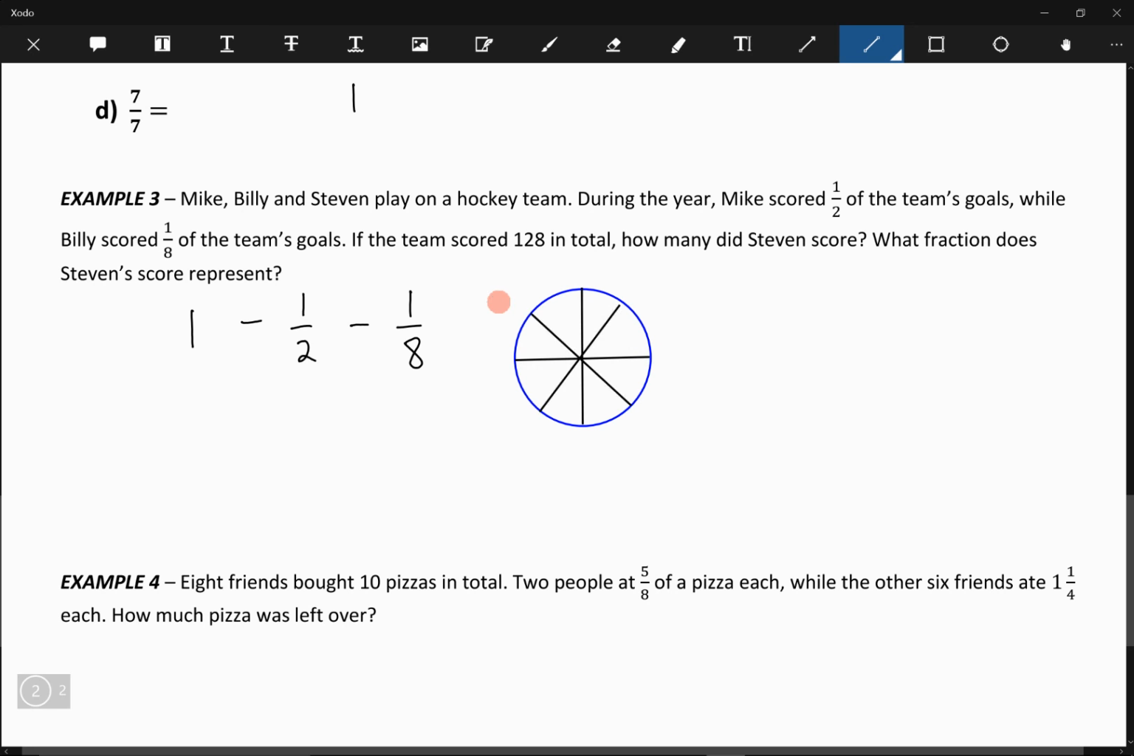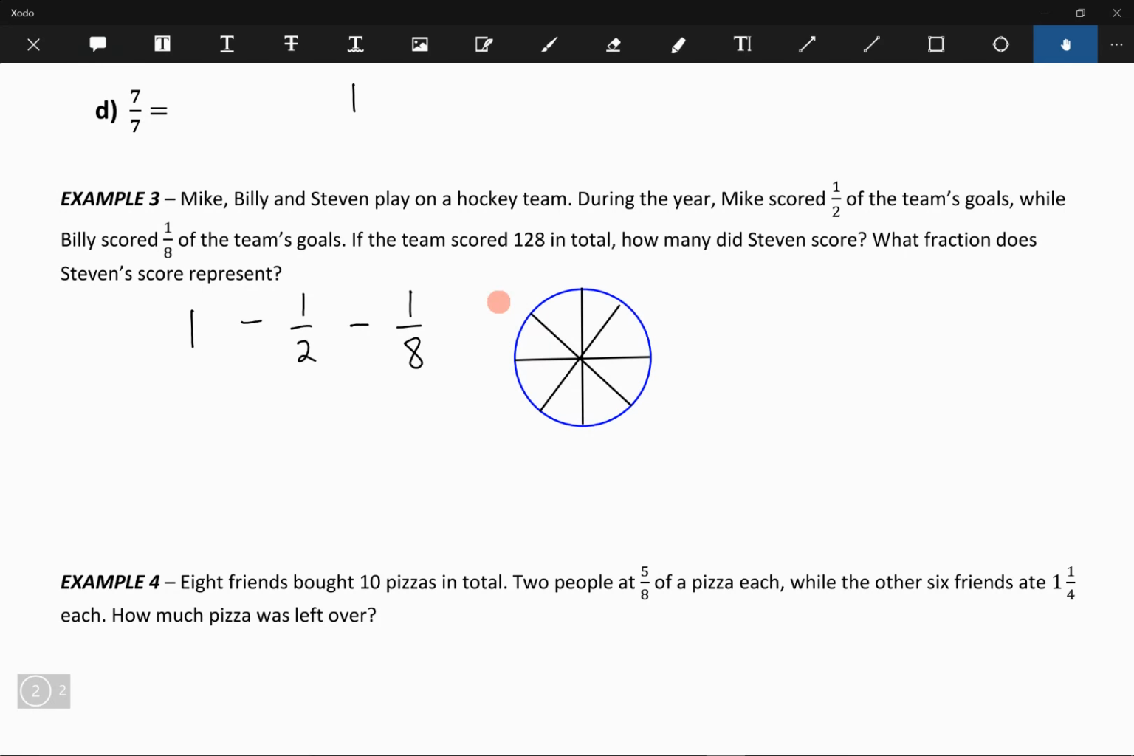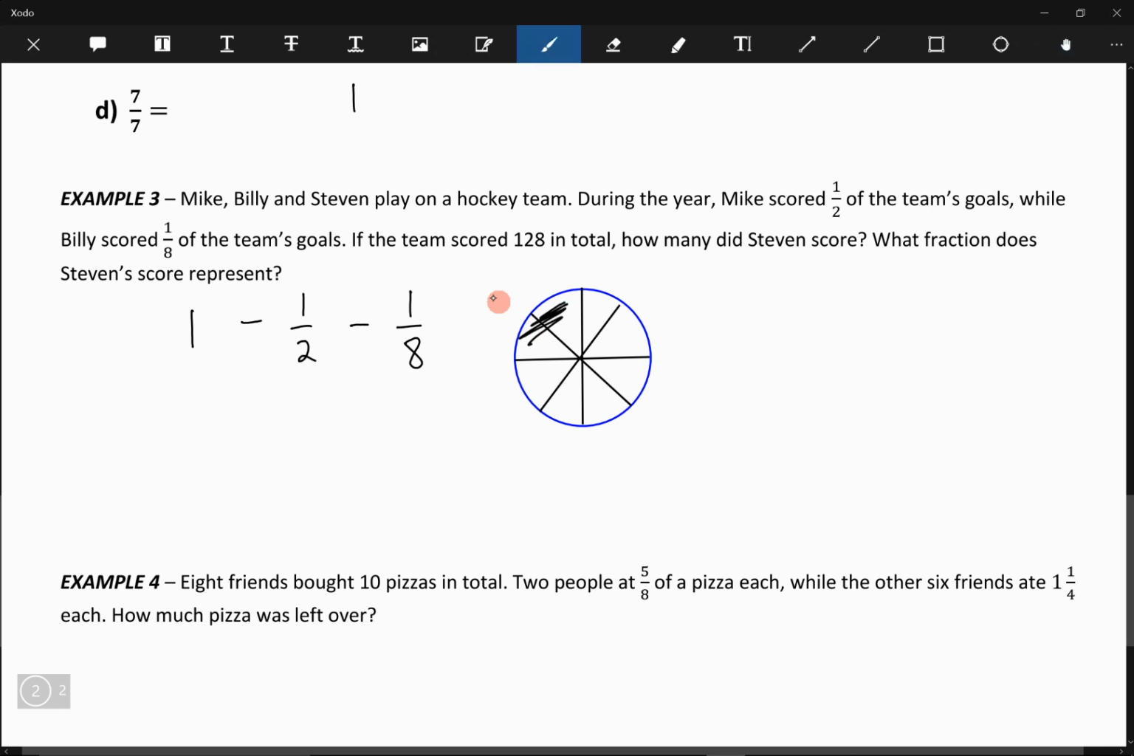Okay? And so what's Mike? So Mike is half the circle. So I'm going to just shade in half the circle here.